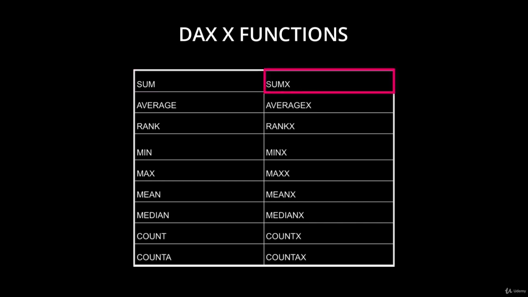However, the X function requires two arguments, a table and an expression, which is the column name. It is an iterative function. That means it does the calculation for each row, stores it in temporary memory, and then finally displays the result. It filters the column and performs calculation on that. You will be able to understand it better as we do some demos.